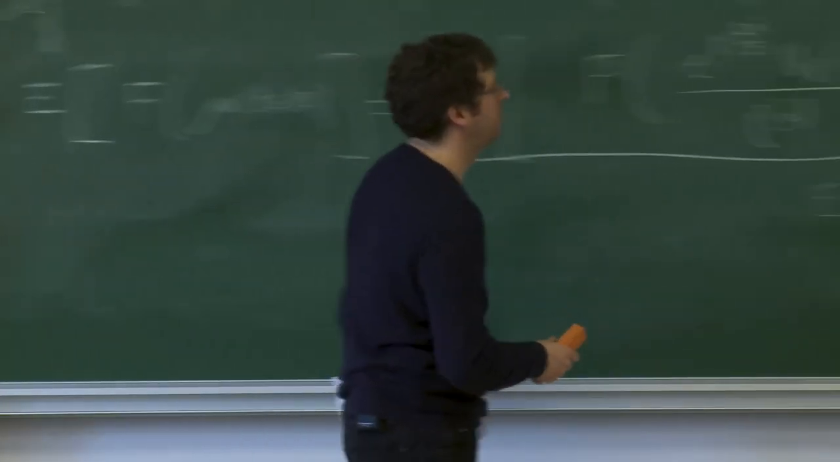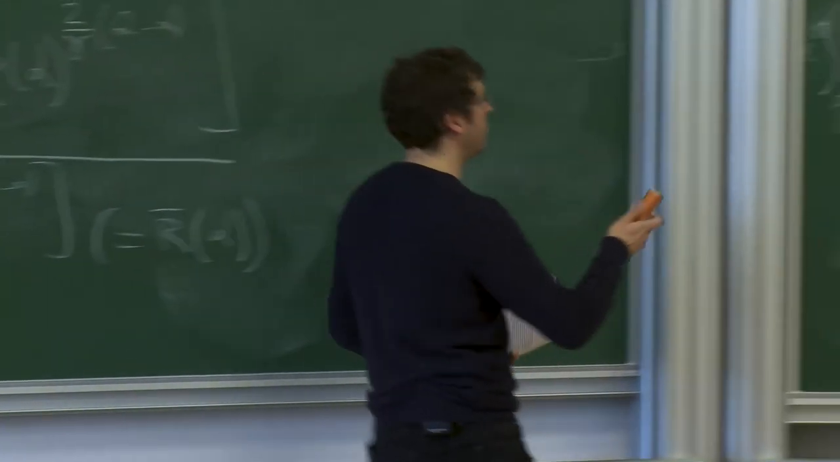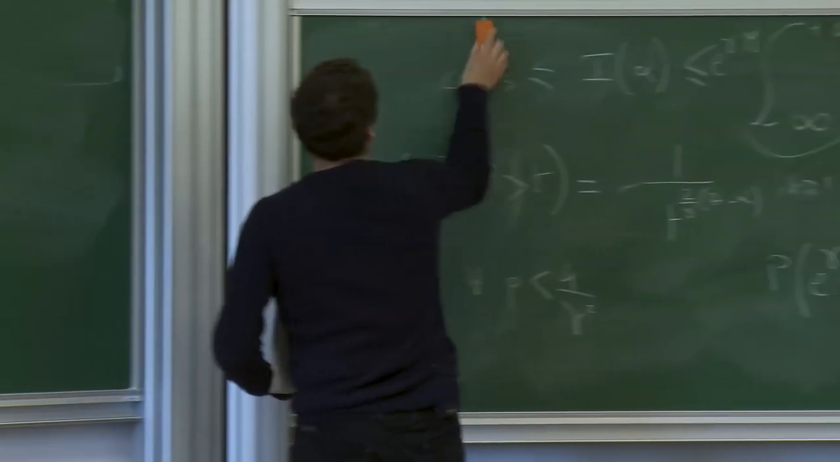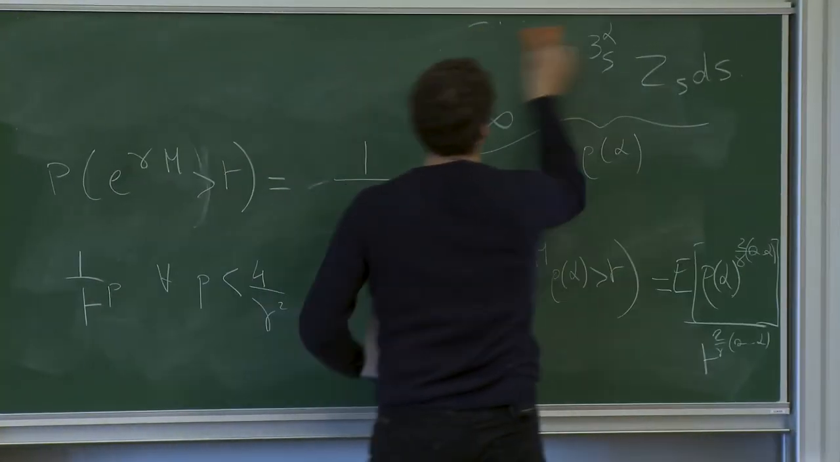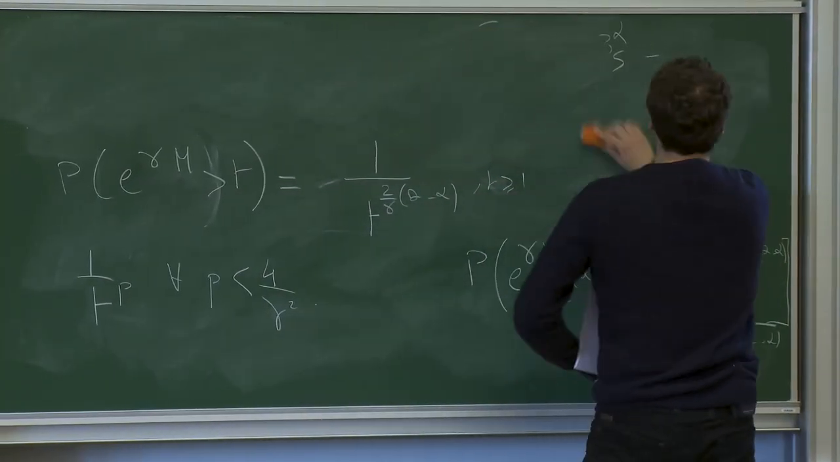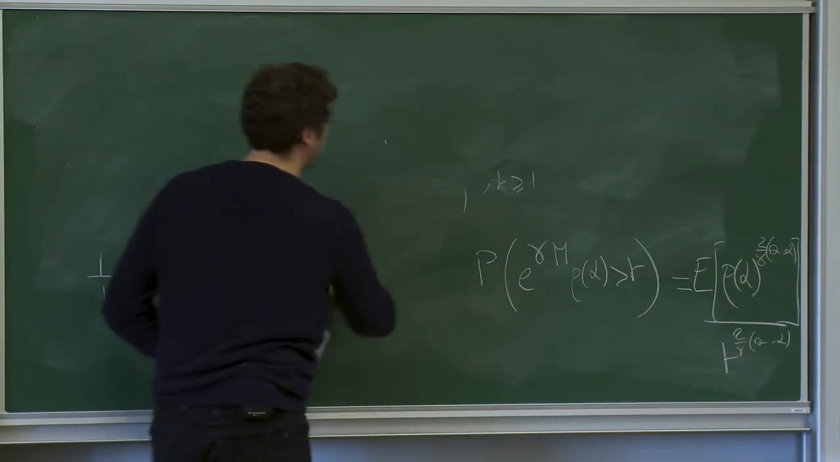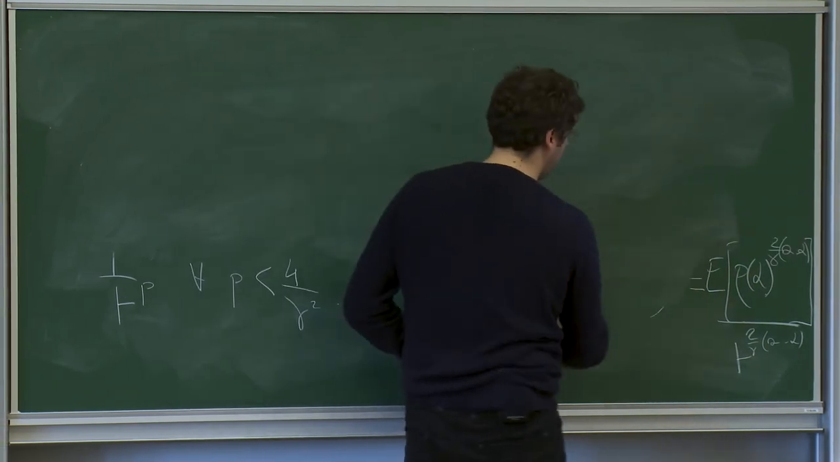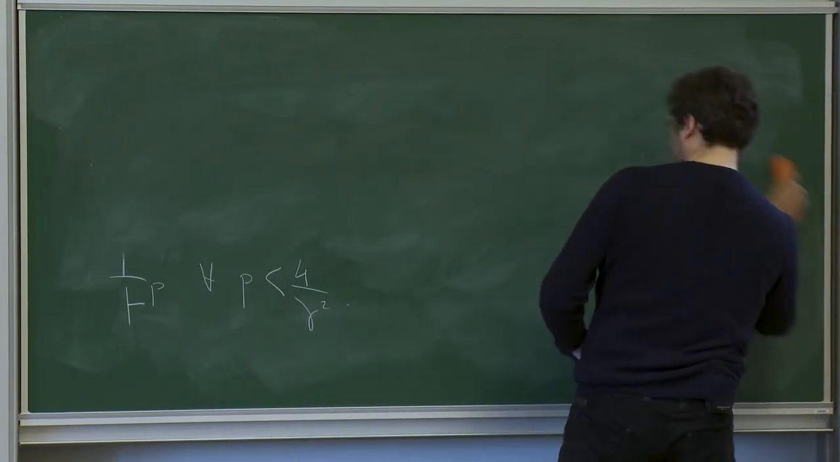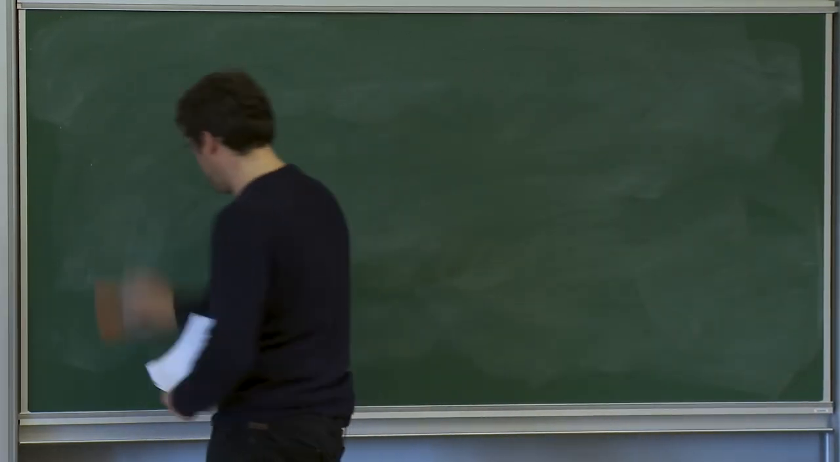Okay, let me explain in a very simple way something that I admitted in lecture 1 and lecture 2. I'm not going to exactly prove this, but something I use very often is this bound 4 over gamma square.